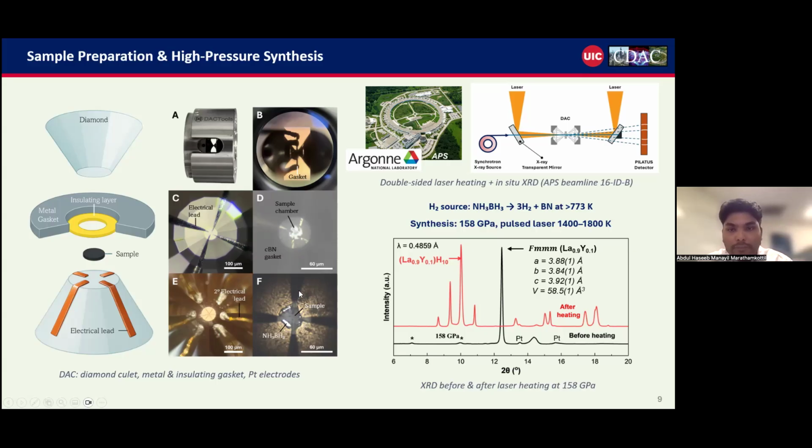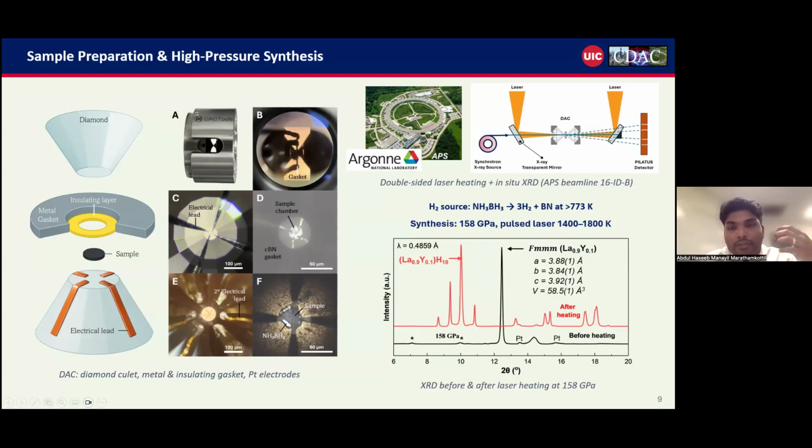It's shown here. For the transport DAC, gasket preparation is critical. We pre-fill a rhenium gasket with an insulating layer, using a cubic boron nitride and epoxy mixture. Then we laser drill at the center for the sample chamber. This electrically insulates the chamber from the gasket, essential for the 4-probe measurements I will show later. Four platinum electrodes about 2 microns thick are manually positioned on the diamond culet, as you can see here, in a van der Pauw geometry.